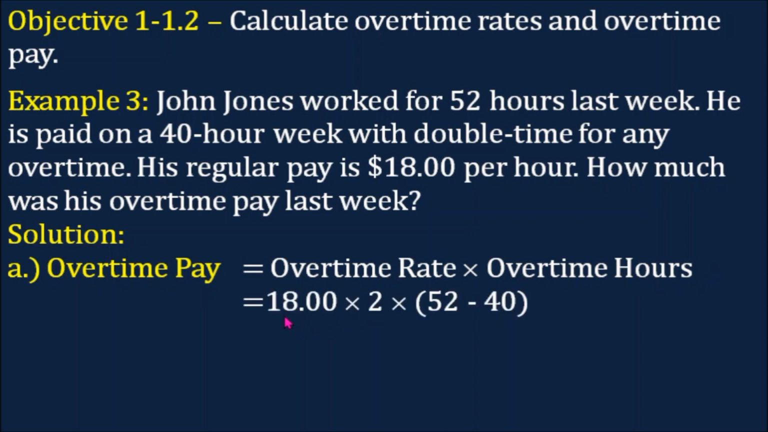Now the overtime rate here is $18 times 2, and then the overtime hours here equals 52 minus 40. So we have 18 times 2 is 36, and then 52 minus 40 is 12, and 36 times 12 equals 432. So this is our answer.